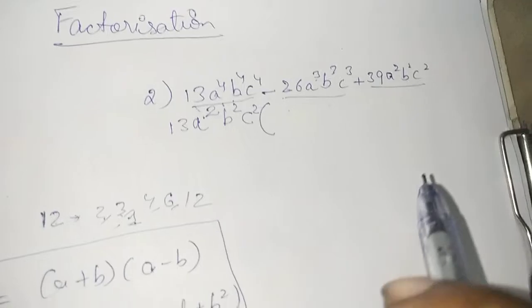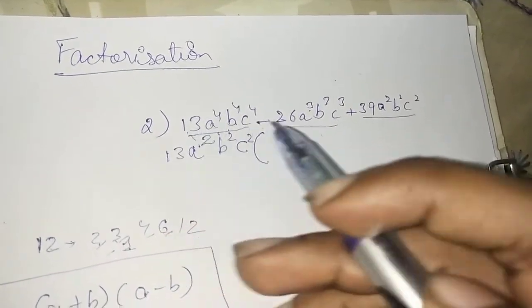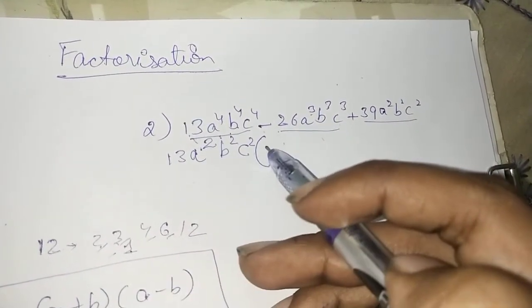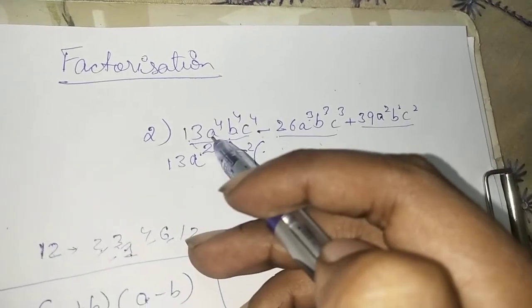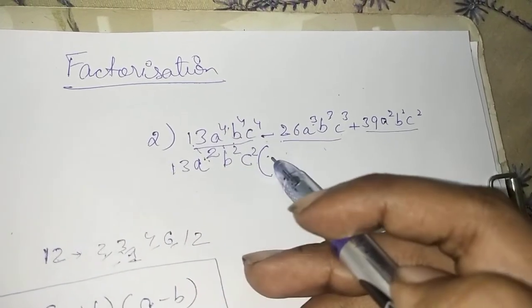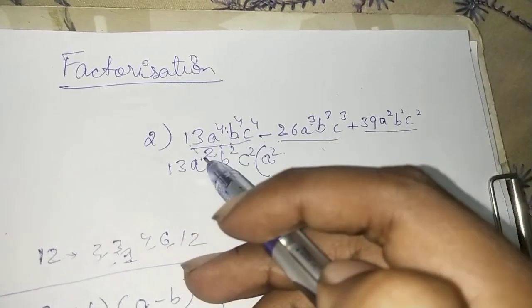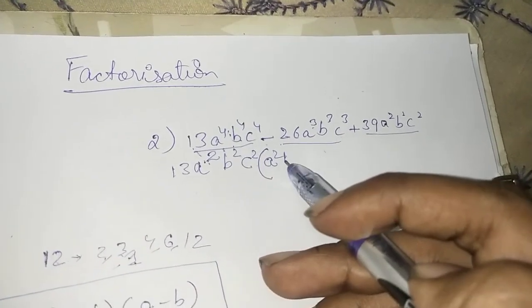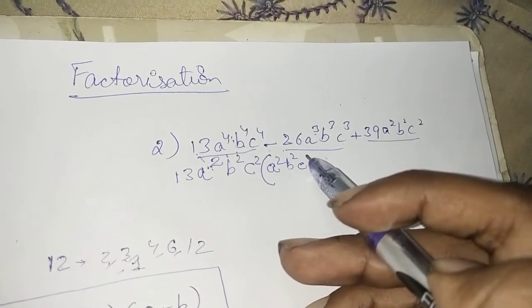Now let's see what will be the leftover. Out of 13, I have taken out 13 common, so 1 will be left. Now out of power of 4 I have taken out 2 common, so power of 2 will be left, because 4 minus 2 is 2. Same goes for b, and same goes for c.